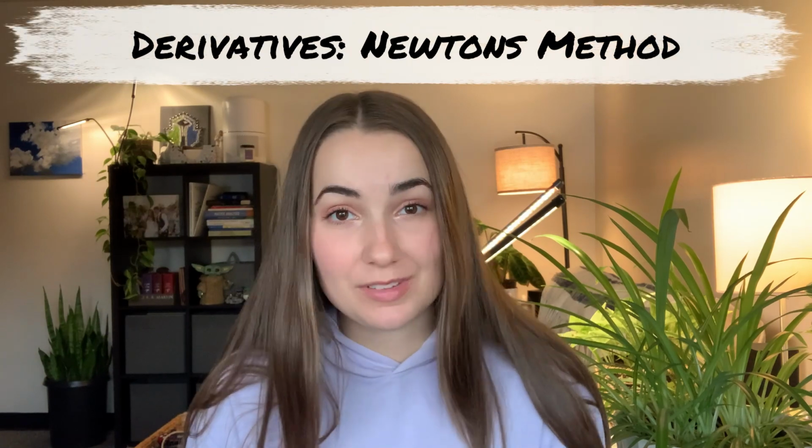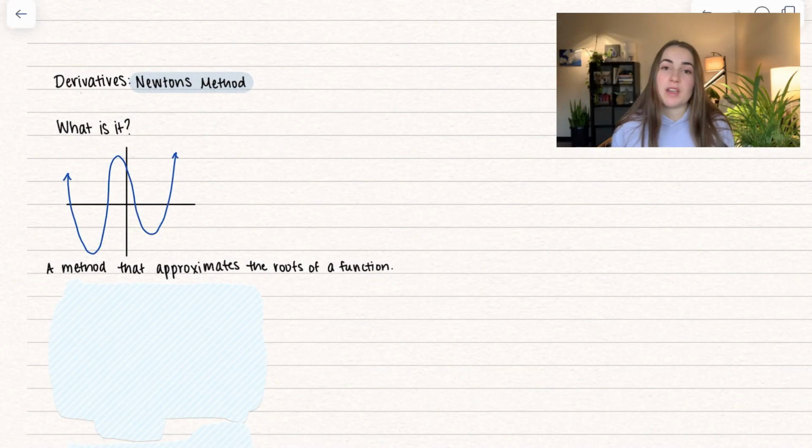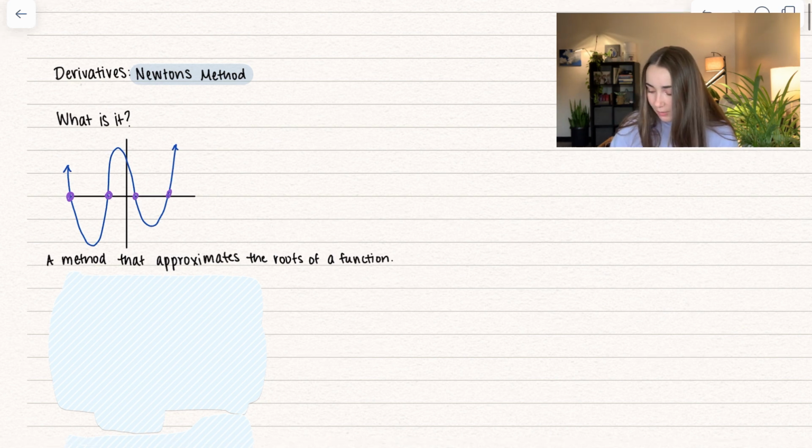Today we're working in our derivative series, so we're going to be talking about Newton's method. So let's go ahead and dive into it. We're going to talk about what it is. So here we have a function that I randomly drew, and what Newton's method does is it approximates the roots of a function. The roots of the function are where it hits the x-axis, the zeros of the function. So let's talk about how that works.